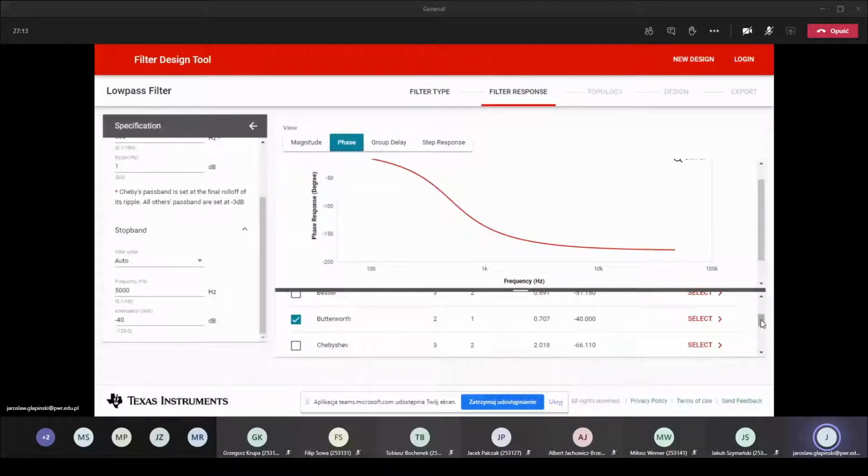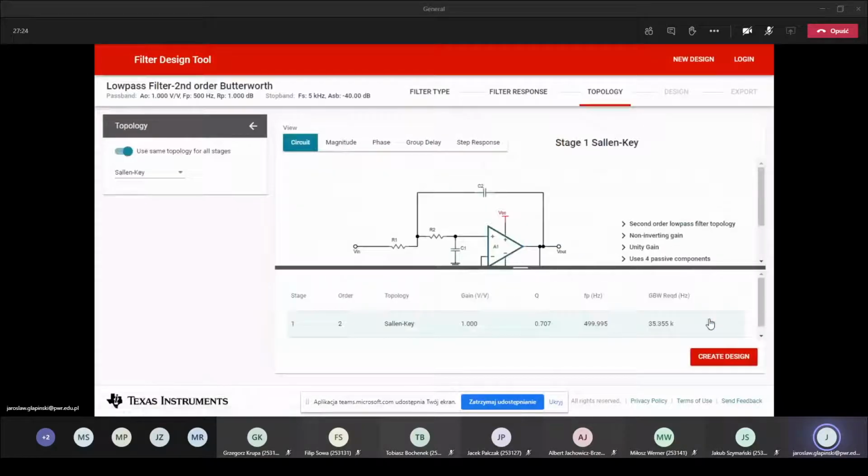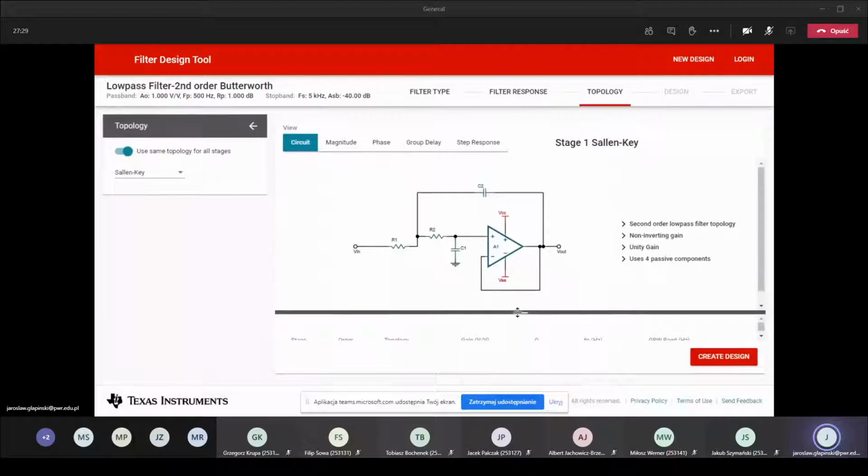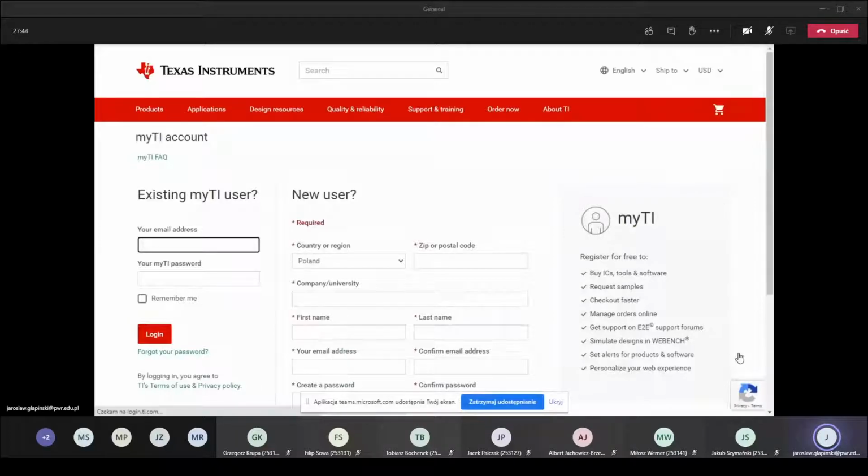design the filter topology. Select. Okay, and then we can see the proposition of the design. Yes, this is a topology. It makes just one capacitor, one resistor.